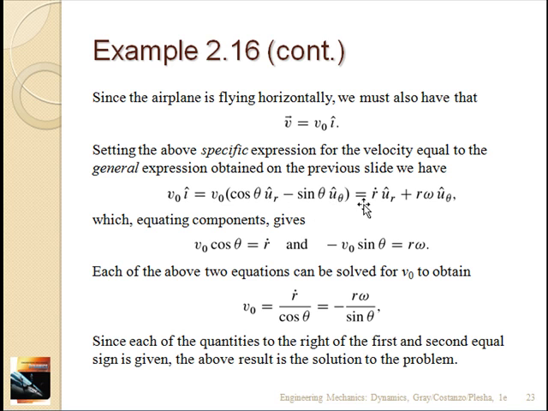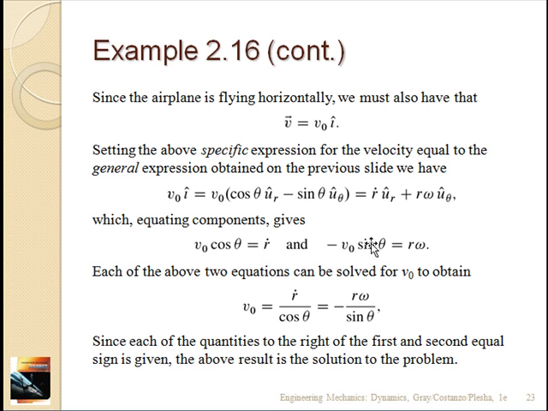And this is also given by r dot u hat sub r plus r omega u hat sub theta. This is what we got from formally taking the time derivative of r. And we can just equate the radial terms here and the tangential terms, and that gives us two equations. So v naught cosine theta is r dot, and minus v naught sine theta is r omega.